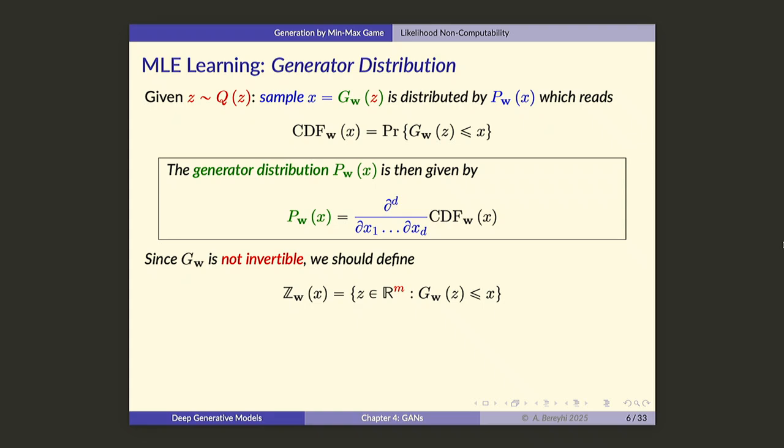So I'm going to define the set Z_x. This depends on my model because G is involved here. At the particular point X, it is the region where this G, this generator output, is smaller than X. Okay? So any point in the space of Z which is satisfying this condition is inside this set. Clear? Now, say I have this set. How can I compute the CDF?